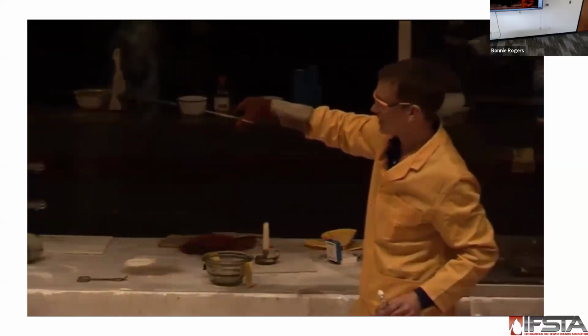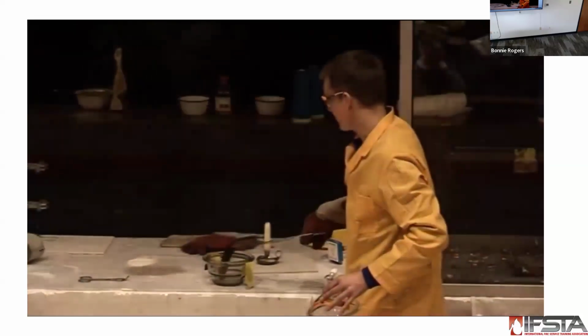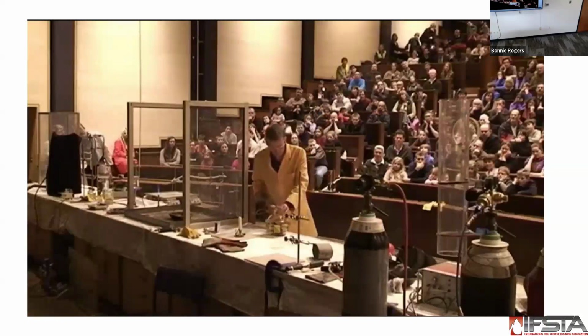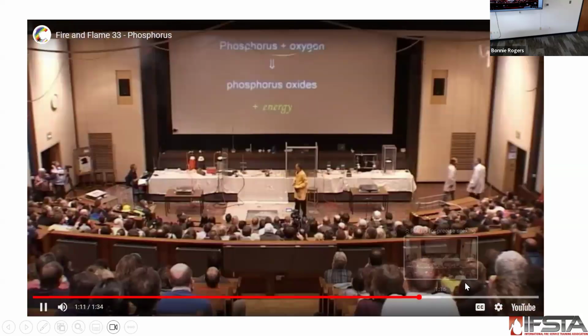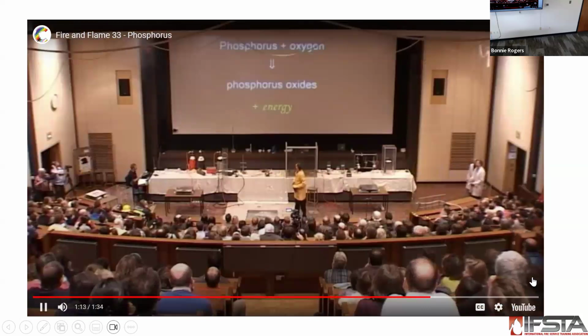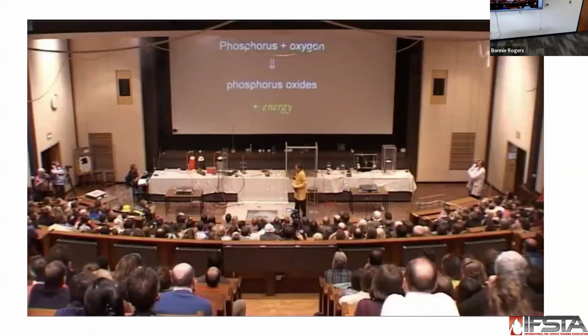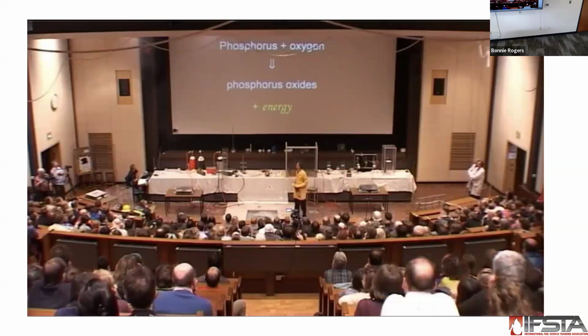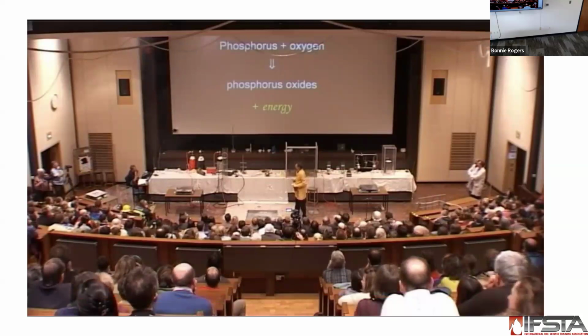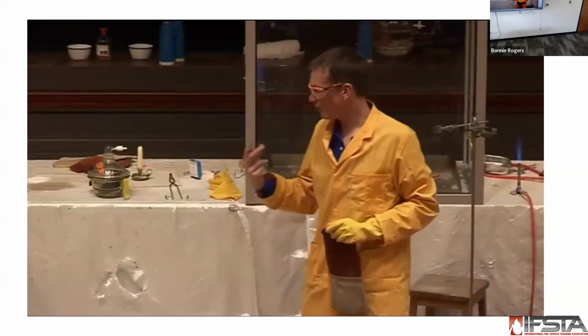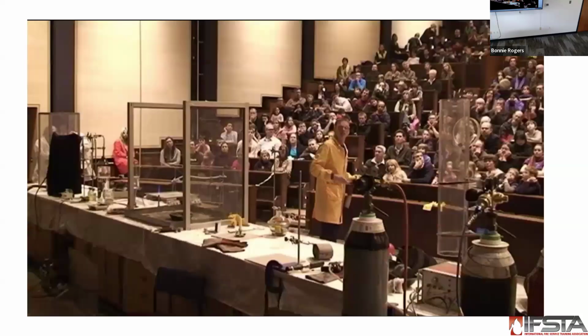There we are. As soon as it came into contact with the air, it burst into flames. Good. So that was phosphorus reacting with air. And here's the chemical equation for this. We have phosphorus combining with the oxygen from the air to form the various phosphorus oxides that we formed here, but again, releasing energy in the form of light and heat.